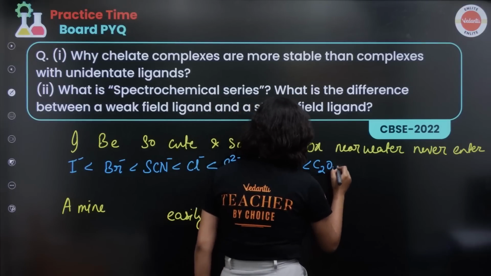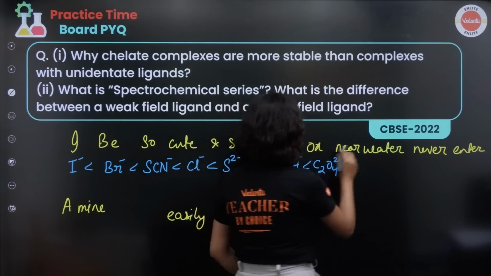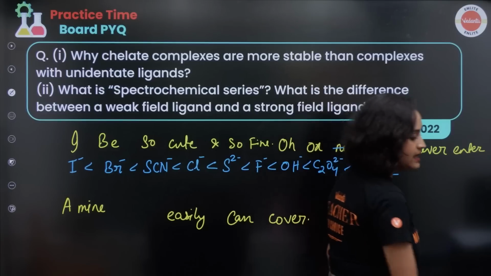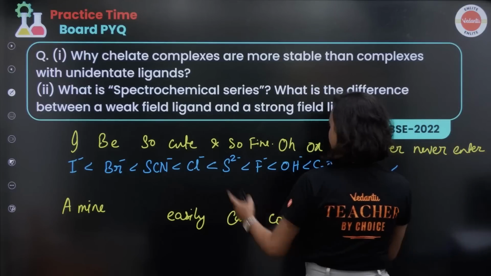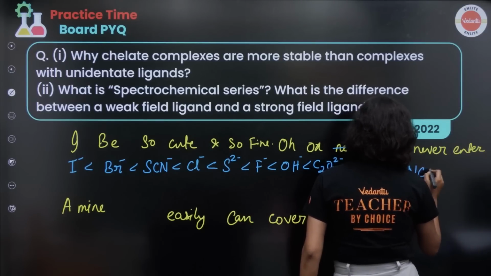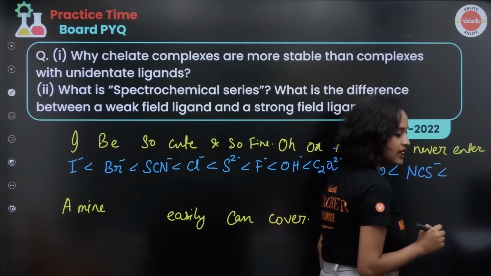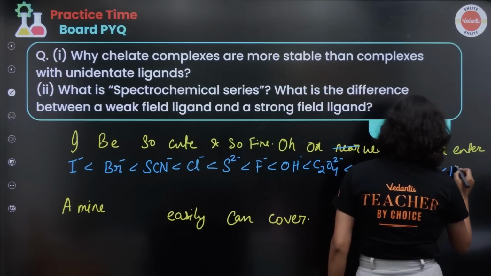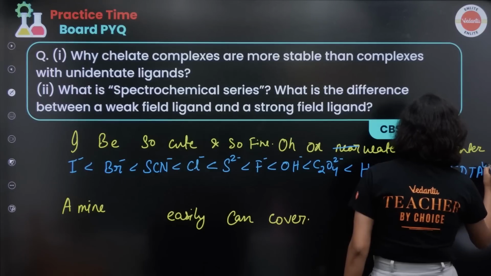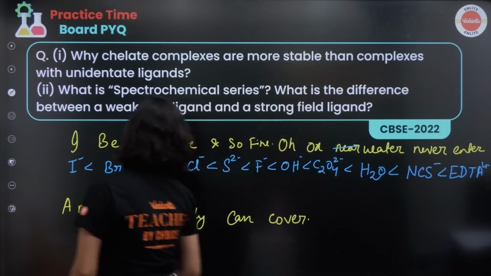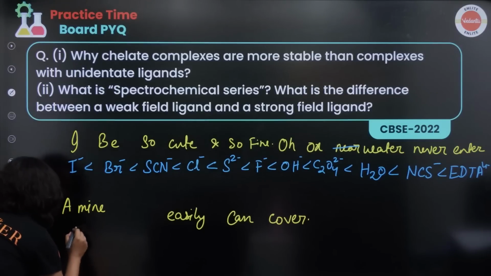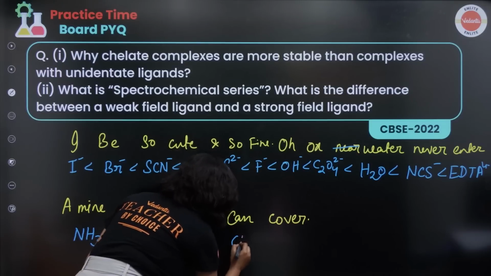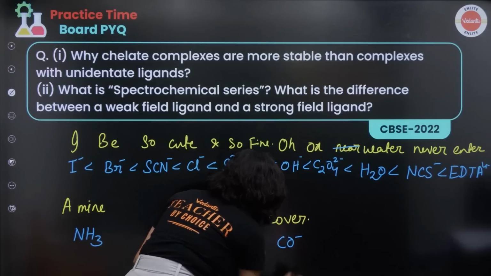C2O4 2 minus. Near is nothing. Water is H2O. Never is NCS minus, it's an ambidentate ligand. Then enter is EDTA 4 minus. Amine is NH3. Easily is en. This is your CN minus and this is your CO.